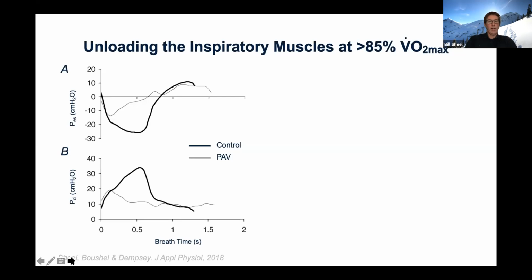What you're seeing is averaged over a period of time, a single breath. So it's multiple breaths, signal averaged. In the control condition, negative esophageal pressure, diaphragmatic pressure is increasing. So you're generating flow with your diaphragm. Now, what's unique about this is the other condition, PAV. It's a proportional assist ventilator.